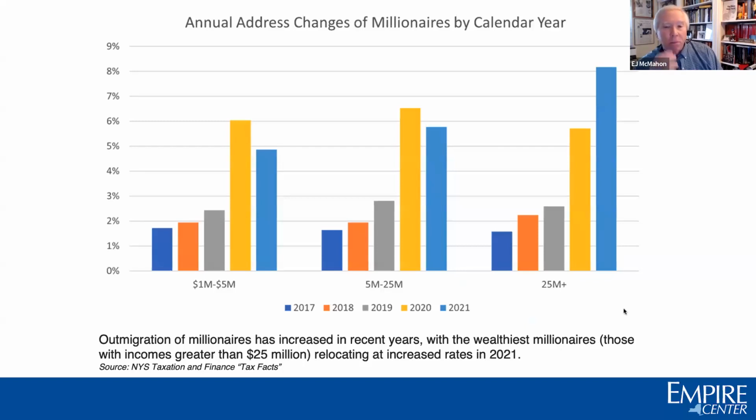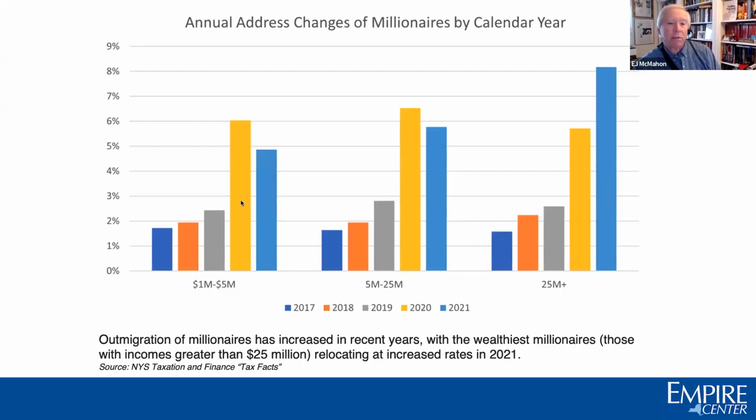Here's some data the tax department distilled from their own data for their new tax facts series. The outmigration of millionaires has increased in recent years. This isolates simply millionaire earners by New York source income. And this is address changes by income millionaires. This is really striking. I think it speaks for itself.